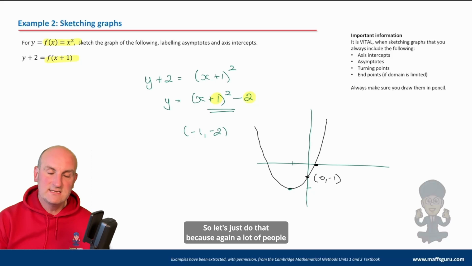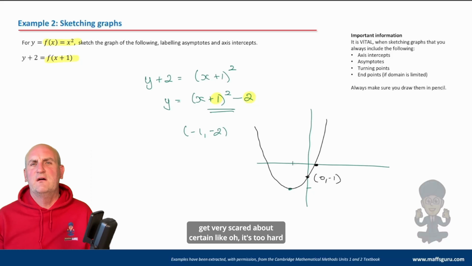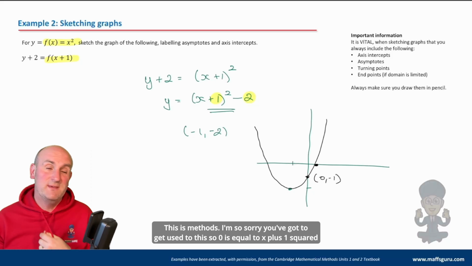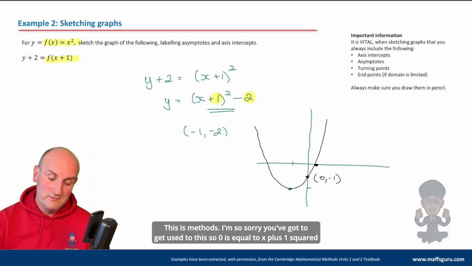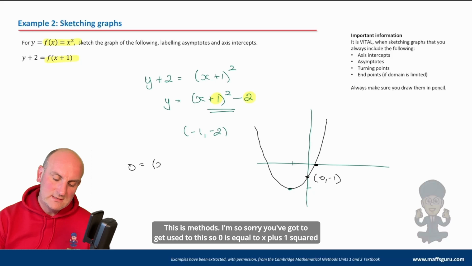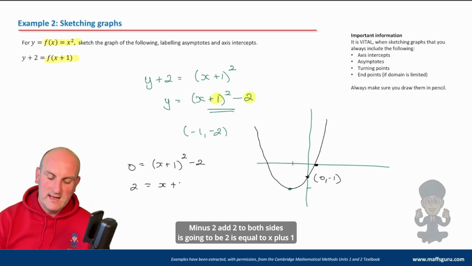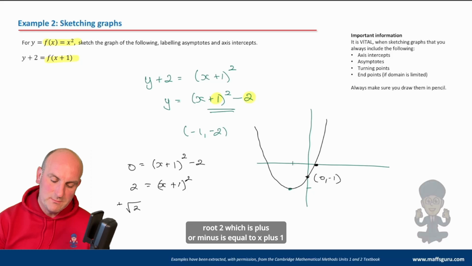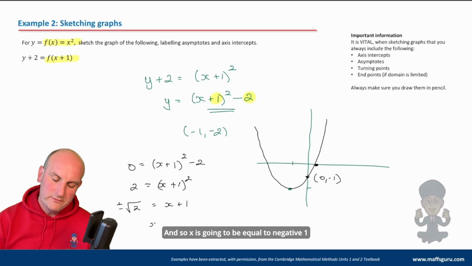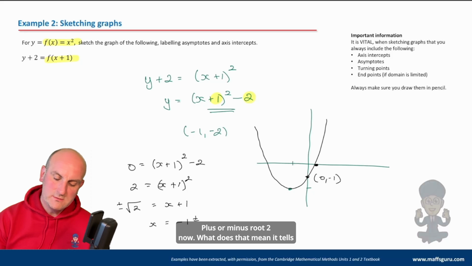So let's just do that, because again, a lot of people get very scared about surds and they go, oh, it's too hard. This is methods. I'm so sorry. You've got to get used to this. So 0 is equal to x plus 1 squared minus 2. Add 2 to both sides is going to be 2 is equal to x plus 1 squared. Square root both sides is going to give me plus or minus root 2 is equal to x plus 1. And so x is going to be equal to negative 1 plus or minus root 2.